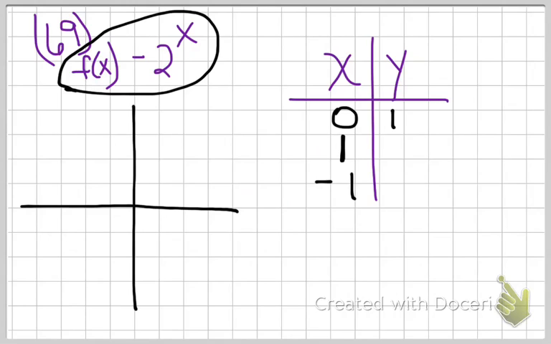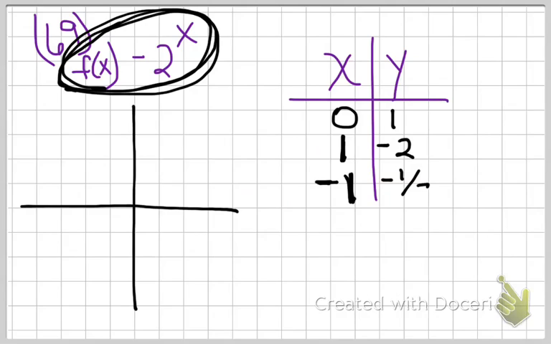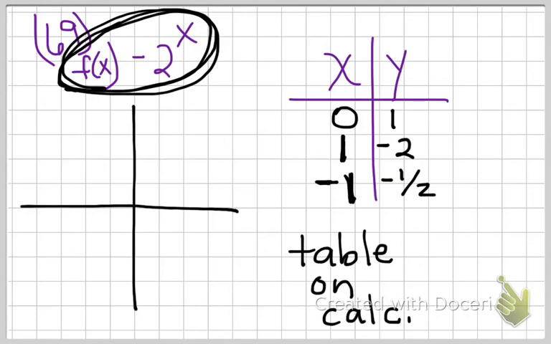If I take x is 1 and plug it into this equation, I get negative 2 to the first power, which is negative 2. And if I plug in negative 1 for x, I'm going to have negative 2 to the negative 1 power, and that means it's going to be flipped over and be negative 1/2. You can also graph this in your calculator and look at your table on your calculator to get these points to help you graph it better.